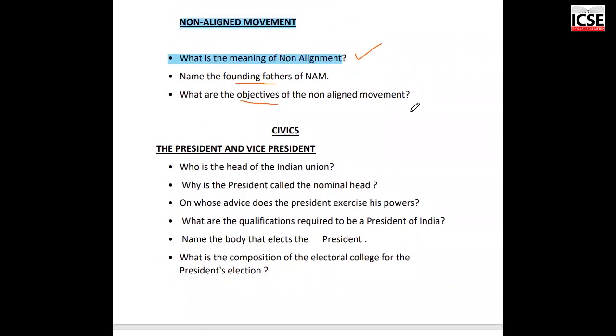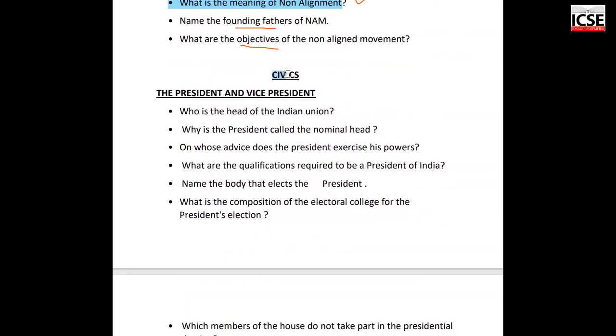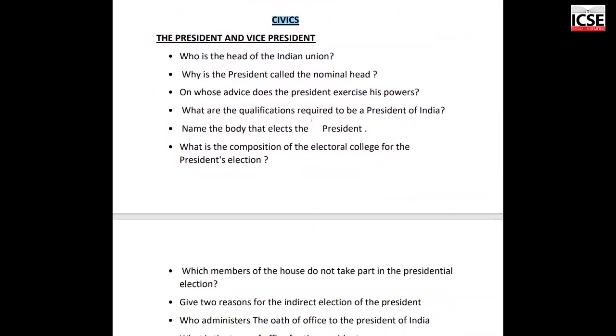Now, with this, we come to the end of the history portion. We'll go to civics now. When you are studying civics, I have given a little more than what is there in the text, so that you have a thorough revision of the civics portion. Your MCQs should not be very challenging. You should be able to do them well. So if you know the answers to these questions, I'm sure you'll be able to tackle the MCQs well.